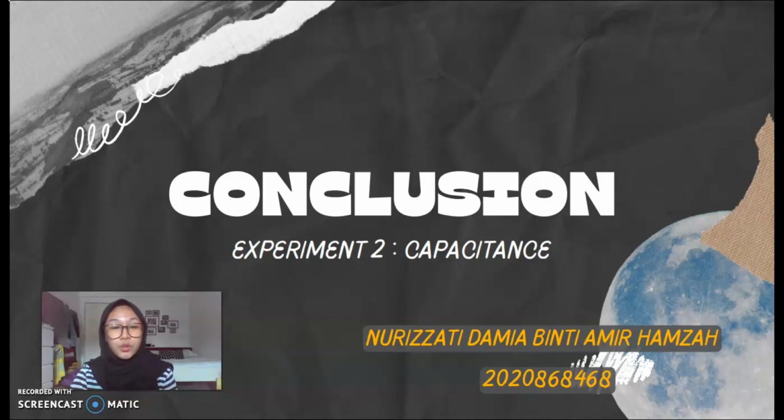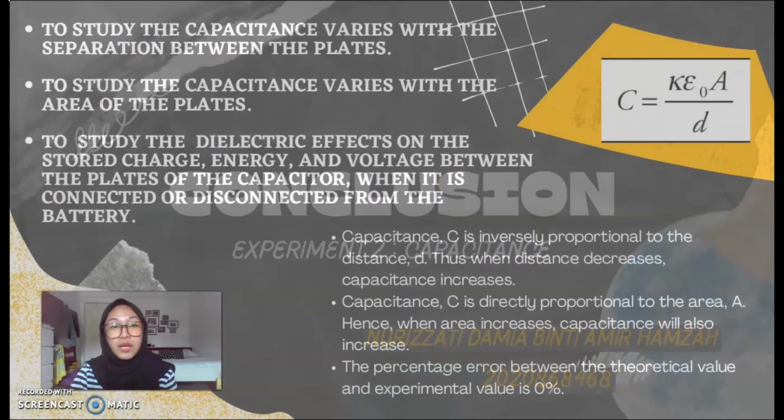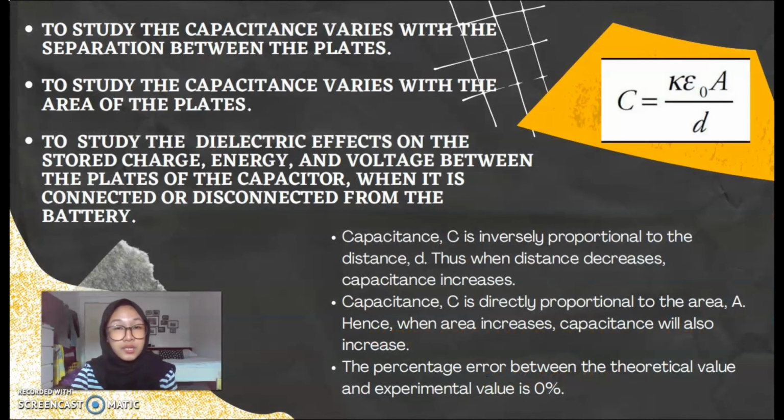Now, I'm going to conclude for the experiment on capacitance. The objective of the experiment is to study how capacitance varies with the separation between the plates by following the procedure given. The formula of parallel plate capacitance was used to explain the experiment. Capacitance is inversely proportional to the distance d. Thus, when the distance decreases, capacitance increases.